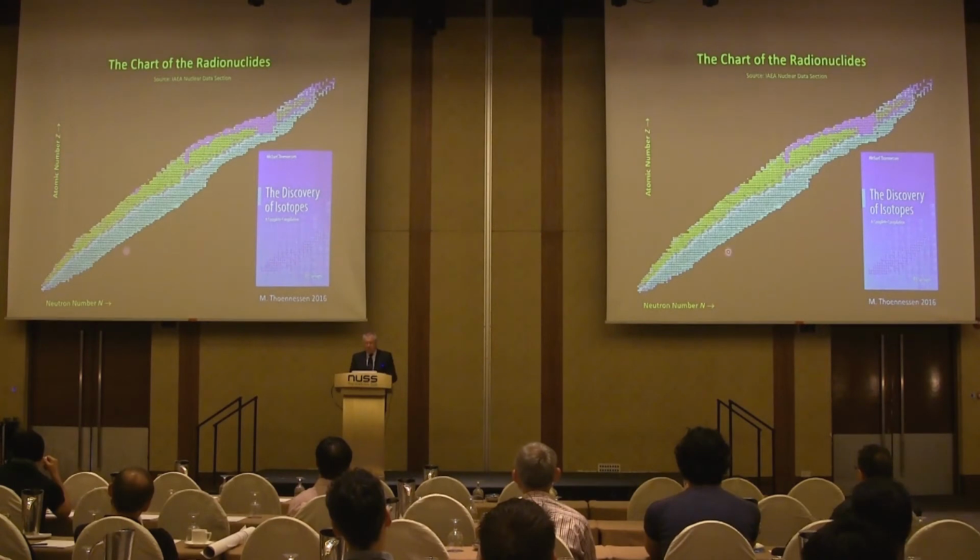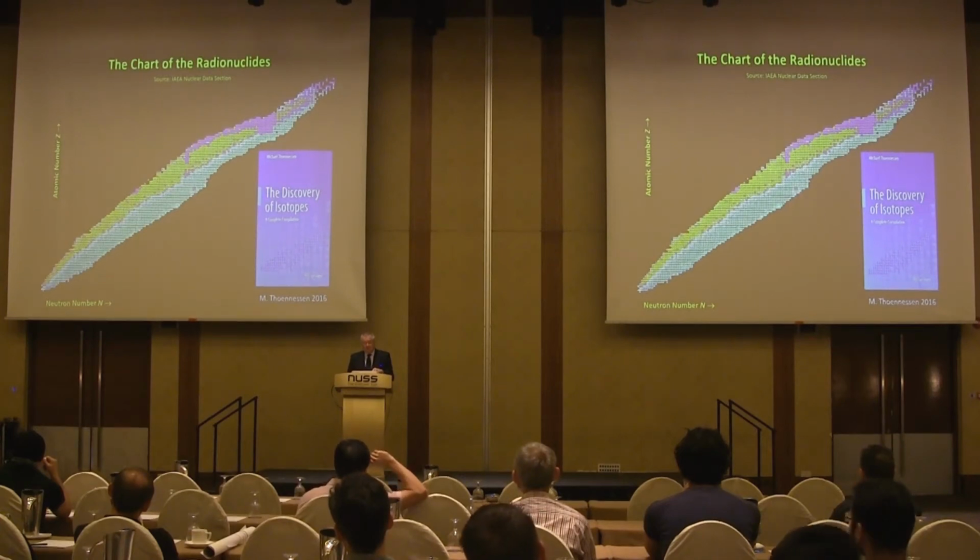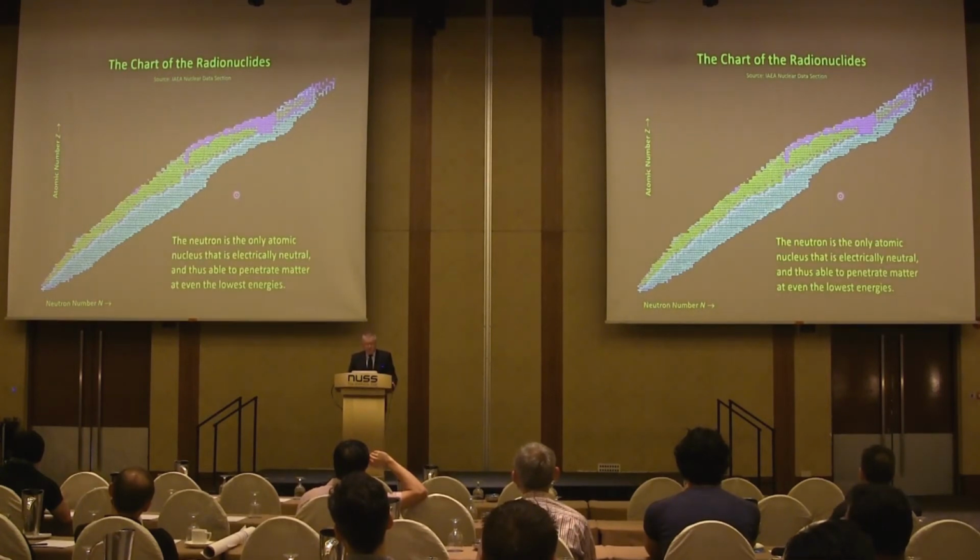Oh, I just have to put in a plug for this book, Discovery of the Isotopes, which literally tells the story of the discovery of each of the 3,000 radionuclides that are present in this array. Very, very interesting. Well, to get back to Malaysia and Singapore, of all these nuclides, the neutron is the only one that has no electric charge. All the others have positive charges.